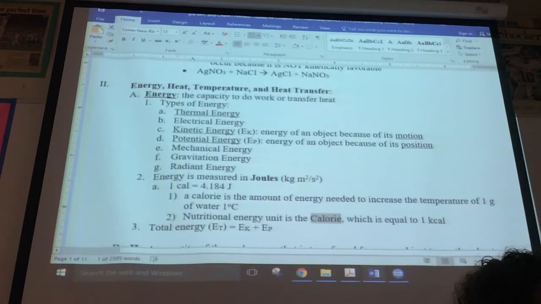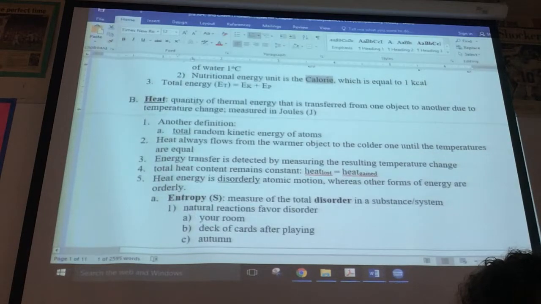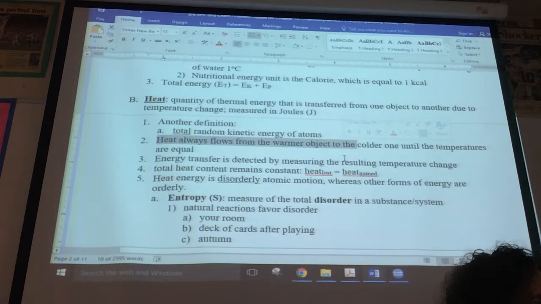So energy is the capacity to do work or transfer heat. Heat is the quantity of thermal energy that gets transferred from one object to another due to a change in temperature, and again, measured in joules. Some people will define heat as the total random kinetic energy, total. What you'll see is that heat always flows from the warm object to the cold one.